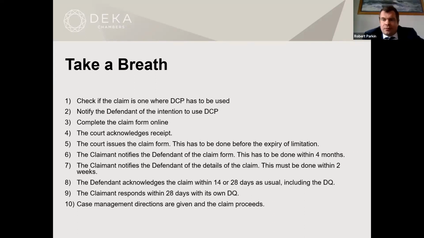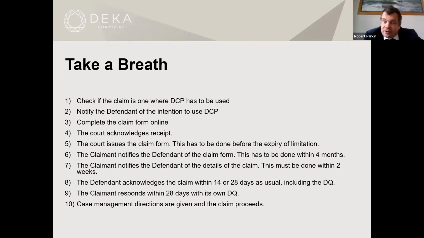So, first things first, you want a claim which you think has to be issued. You do want to check if it's one where DCP has to be used, or indeed can be used. If you think it can, and indeed must, you must notify the defendant of your intention to do so at least 14 days beforehand. You then complete the claim form online. The court then acknowledges receipt, and sometime thereafter, once the fee's been cleared, the court issues the claim form. Now, this has to be done before the expiry of any limitation period.